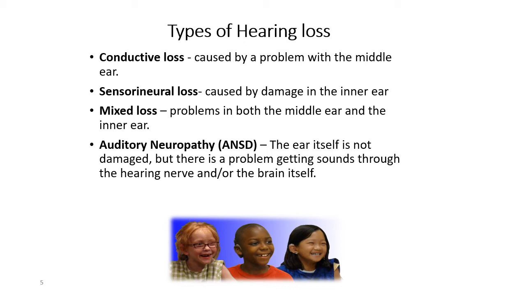Sensory neural hearing loss is when there is damage to the inner ear, either to the cochlea or to the hearing nerve, and this is permanent. Sometimes children have a mixed loss, where they have problems in both the middle ear and the inner ear. For a few children, their hearing loss is caused by auditory neuropathy. This is when the ear itself is not damaged, but there is a problem getting the sounds through the hearing nerve or the brain.